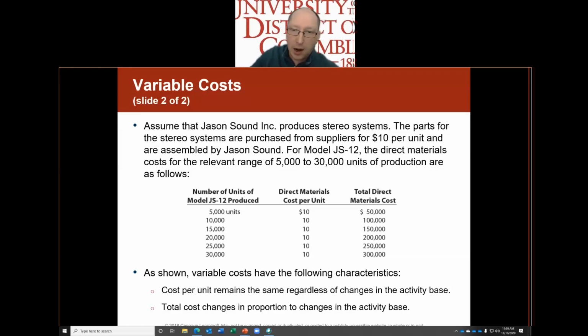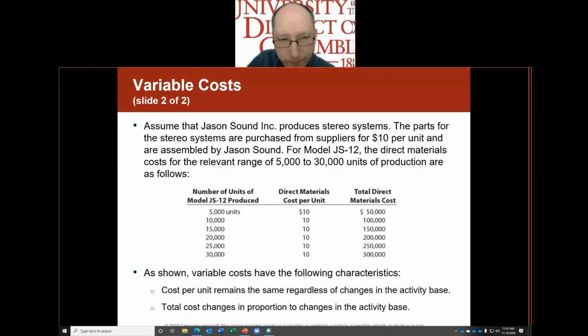So in order to get our direct materials cost, it's very simple. We take the number of units we produced times the cost per unit to equal the total direct materials cost. Very simple, very straightforward. But we can see here 2 things. Number 1, the cost per unit does not change regardless of the change in activity base. And number 2, the cost changes in proportion to the changes in activity base.